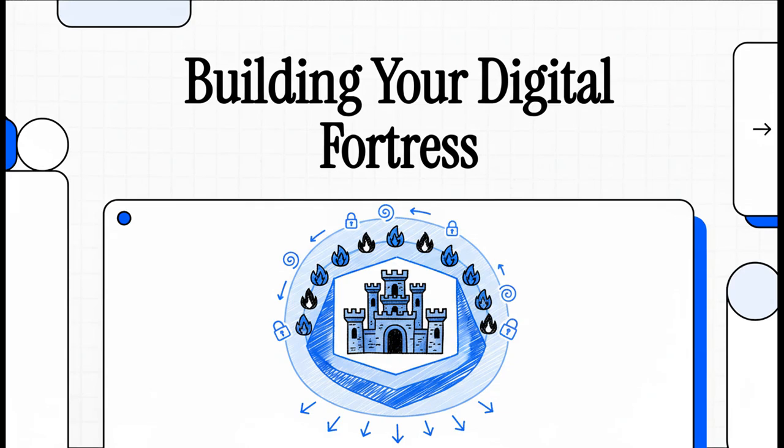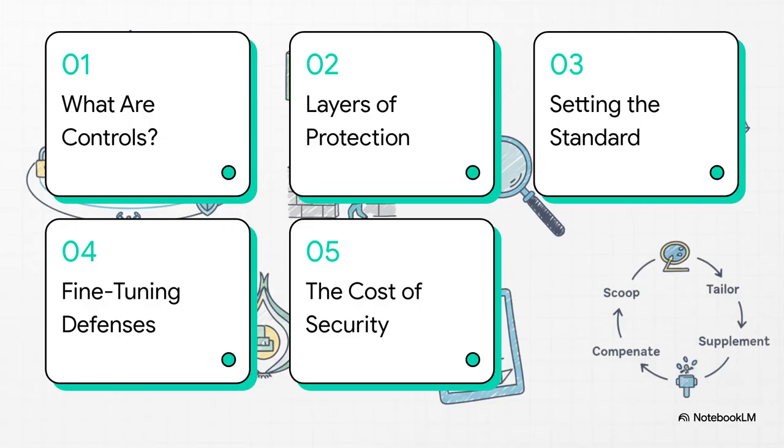Welcome to the Explainer. Today, we're going to break down how organizations build their digital defenses using something called security controls. This is a really core concept for anyone who's even a little bit interested in cybersecurity. So here's the game plan. We'll start with the basics. What even is a security control? Then we'll get into how they're layered, how you set a standard across a company, how you fine-tune them, and finally, the big one, how you figure out what they're actually worth.